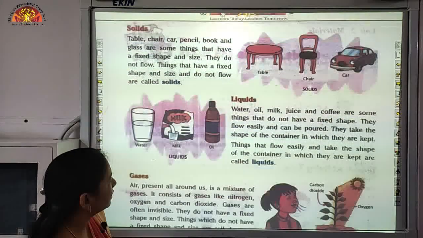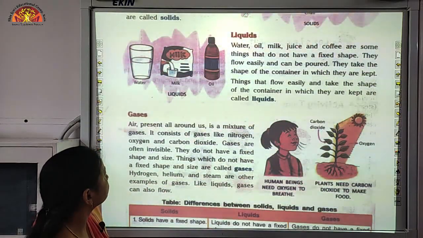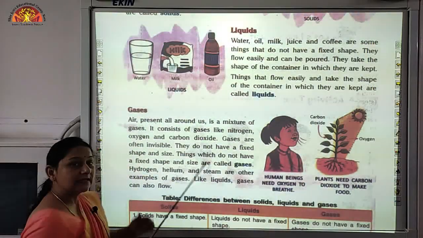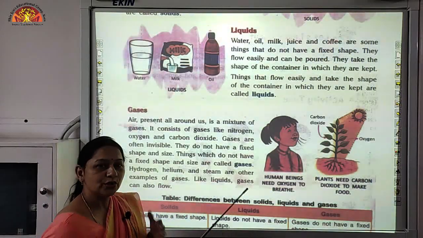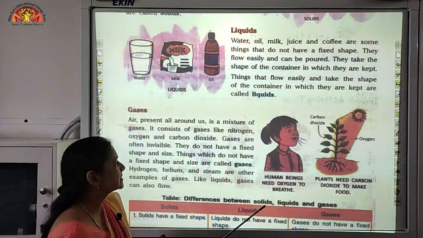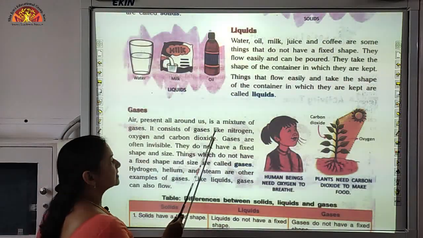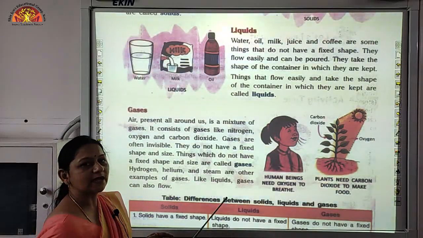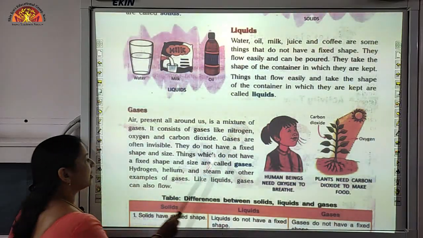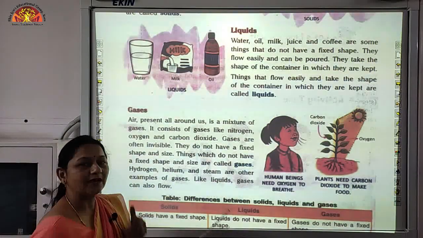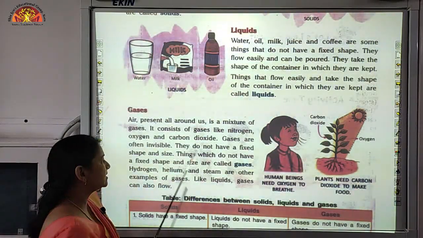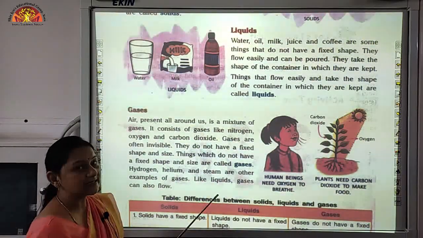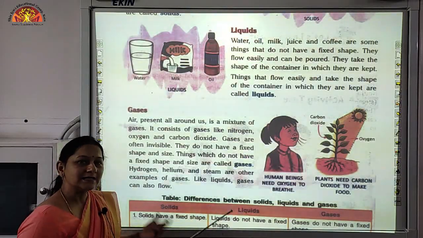Now, the third one that we have here is gases. So, what are gases? The air which is present around you is a mixture of gases and it consists of gases like nitrogen, oxygen, carbon dioxide. All these gases are mixed in the air. Gases are often invisible, means we are not able to see them with our eyes. They do not have a fixed shape and size. Yes, the gases do not have a fixed shape and size.